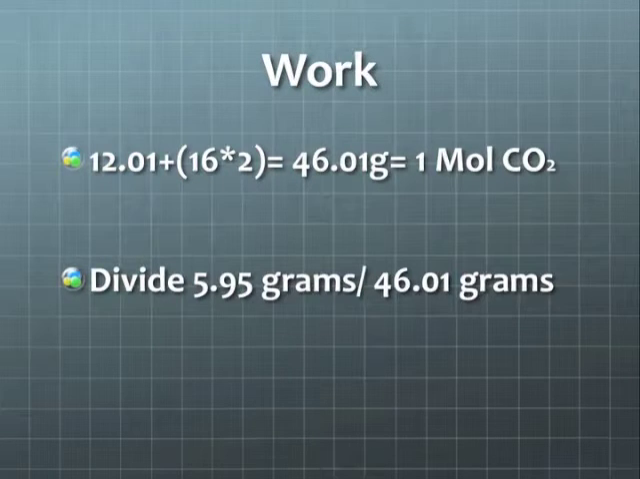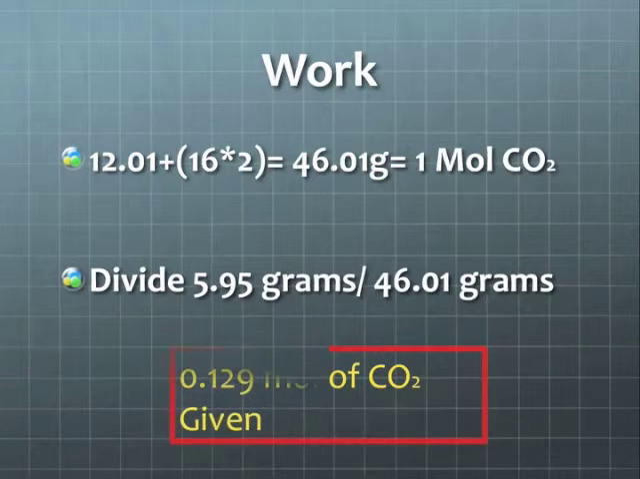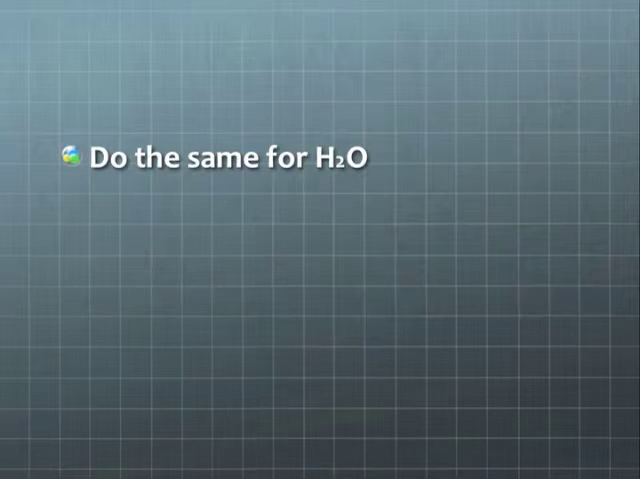So we should get 46.01 grams of CO2, which also equals 1 mole of CO2. To find the amount of moles given, we divide 5.95 grams, which is the amount of CO2 given, by the 46.01 grams of CO2, or 1 mole of CO2, and got 0.129 mole of CO2 given. Then we do the same process for H2O.